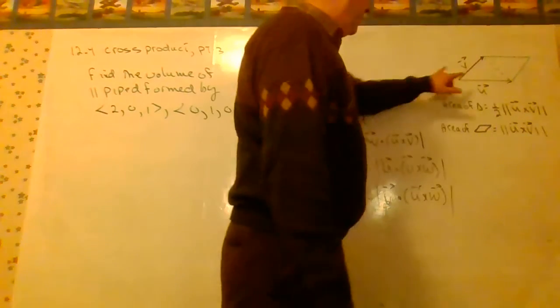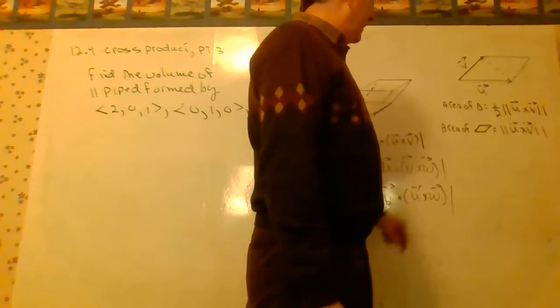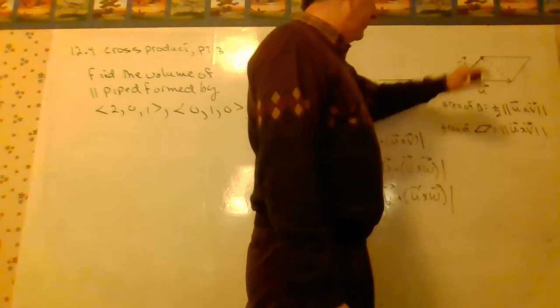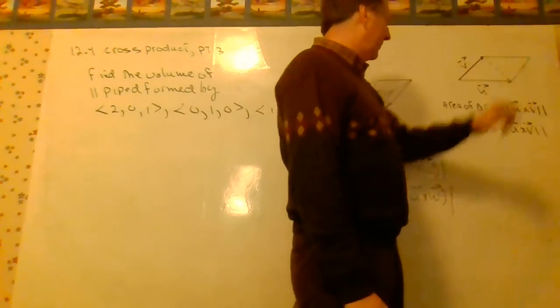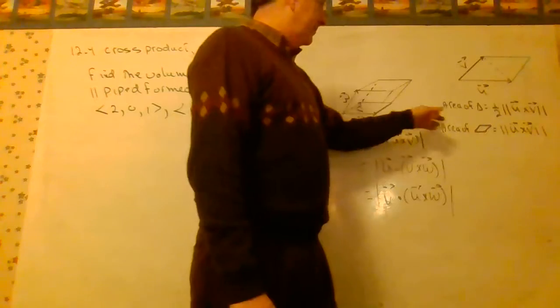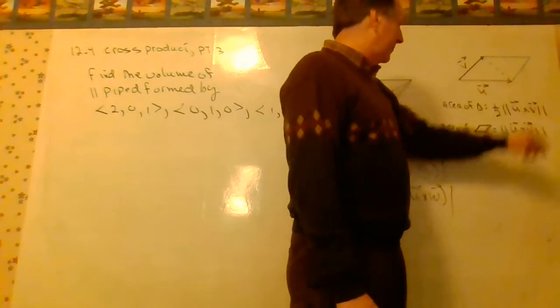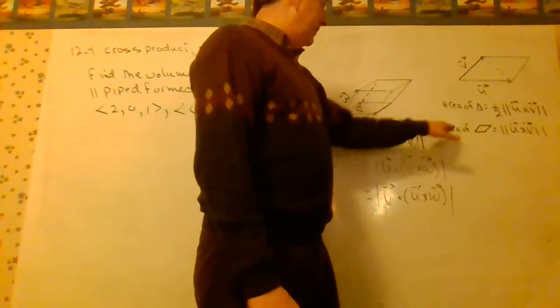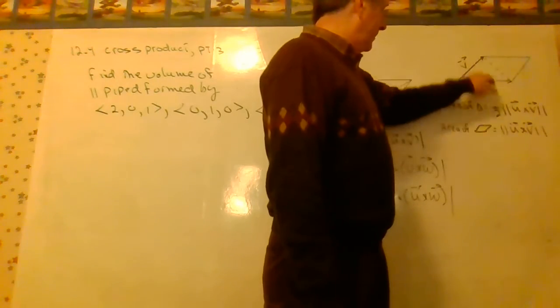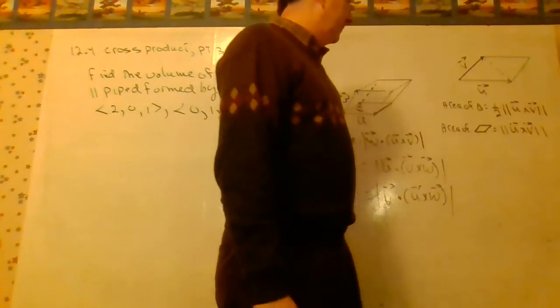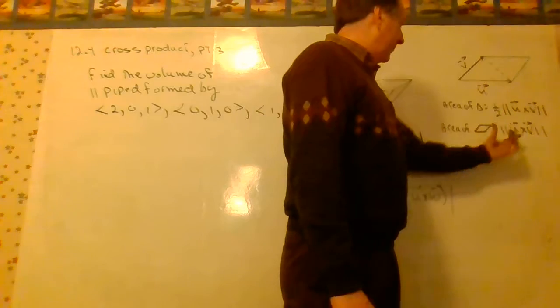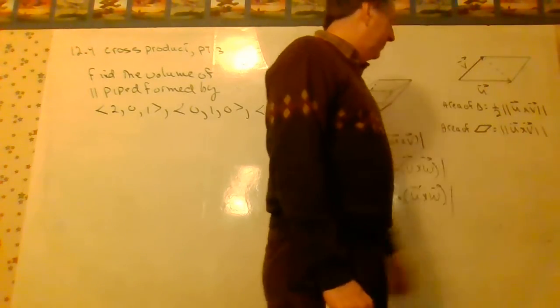If we have two vectors u and v, we can form a triangle with these two vectors, or you can form a whole parallelogram. It turns out the area of the triangle is 1/2 the magnitude of the cross product, and the area of the parallelogram is just two congruent triangles, so that's just the cross product magnitude without the half.